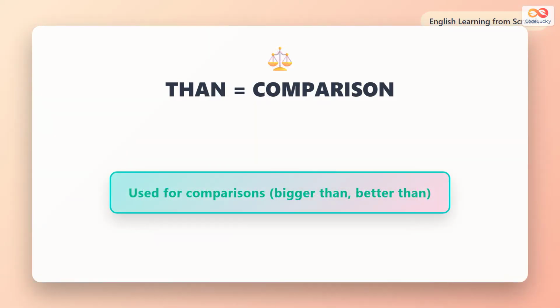Now let's look at than. Than is used when you compare two things. Whenever you want to show that one thing is bigger, better, smaller, or different from another thing, you use than. Think of it this way: than shows a difference between two things.